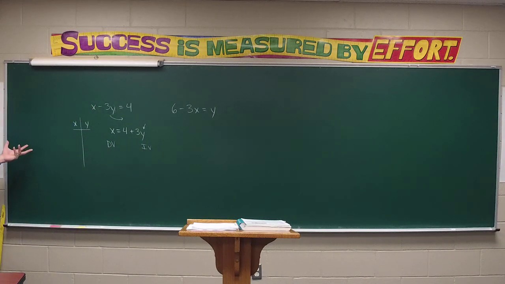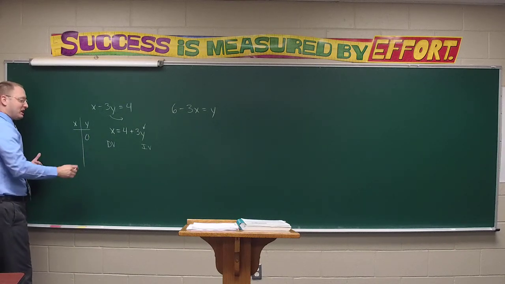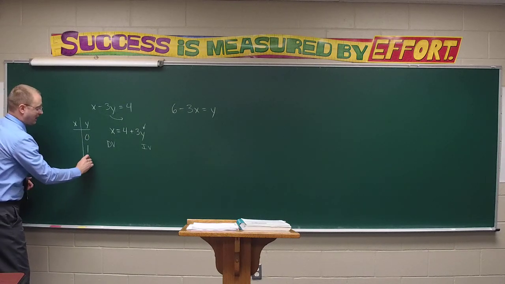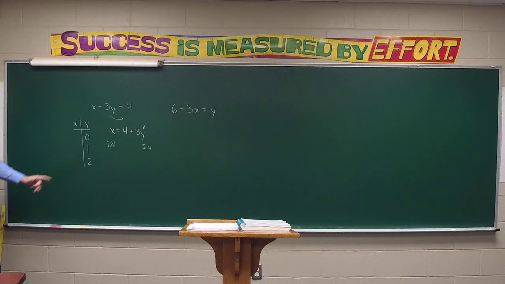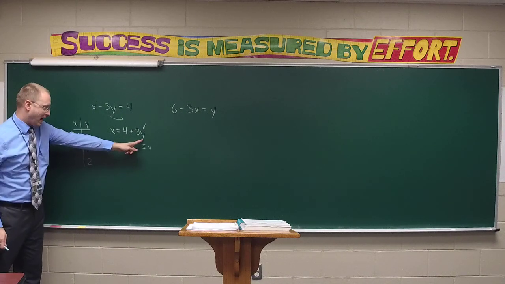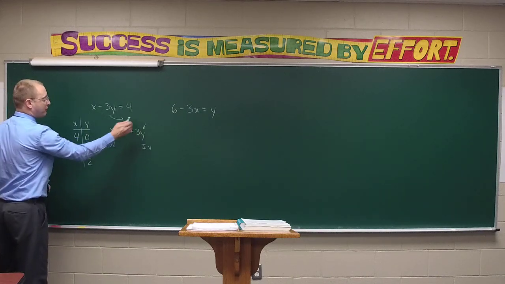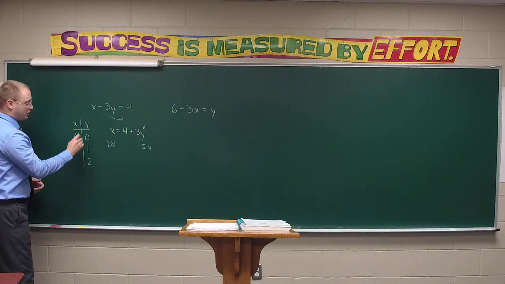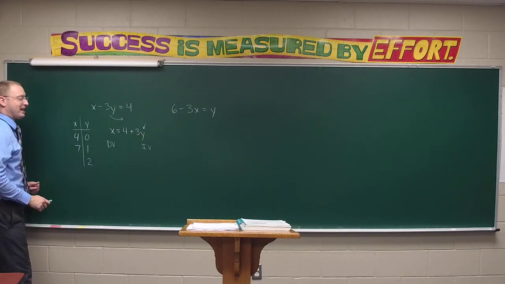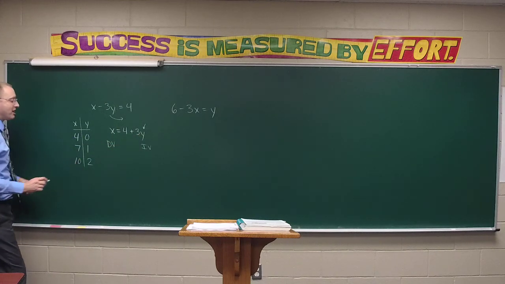And I like easy numbers. Easy numbers like 0 and 1 and 2. I like plugging in easy numbers. Make sure you put it in the correct column. It is y. And when we plug in a 0 for y, what value is x going to be, class? 4. What if I plug in a 1 for the y? What's x? 7. Brandon's doing great with this. How about the rest of you? Plug in a 2 in for the y, class. We get 10. And so I get 3 points.